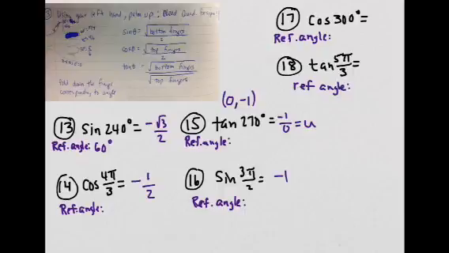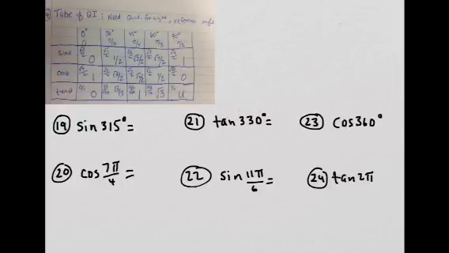For number 17, 300 degrees, now 300 is in quadrant 4, right? And we want to know this angle right here. So it's going to be from 300 to 360. Okay, so for 19 to 24, we're using a table.